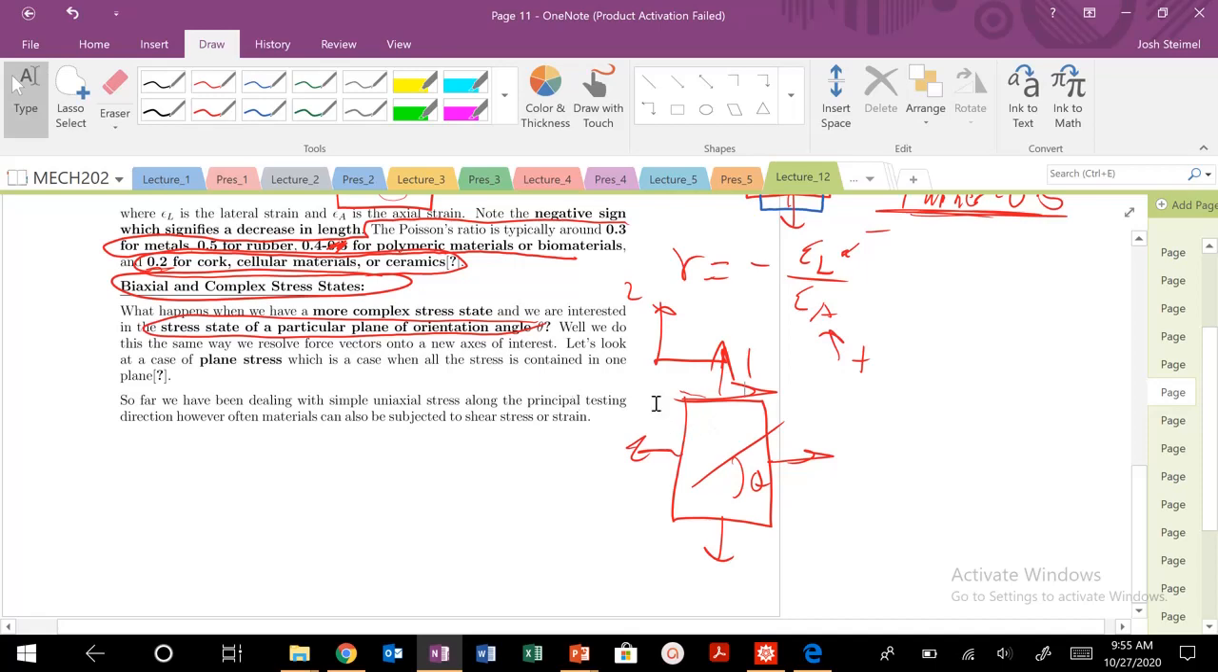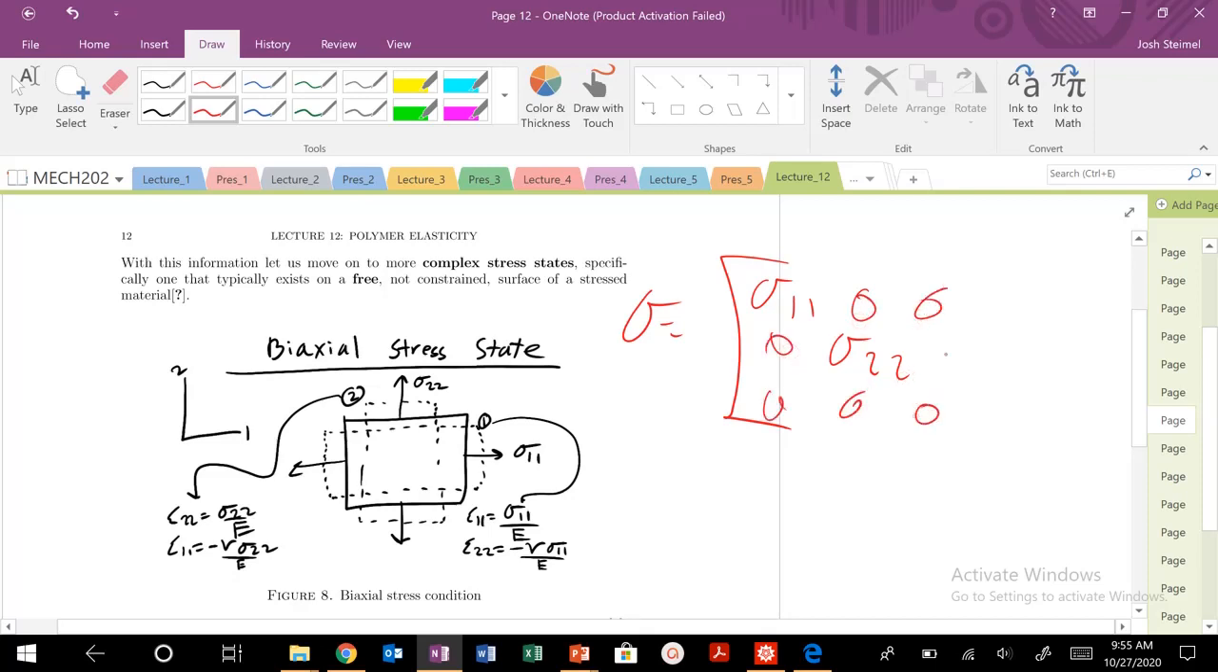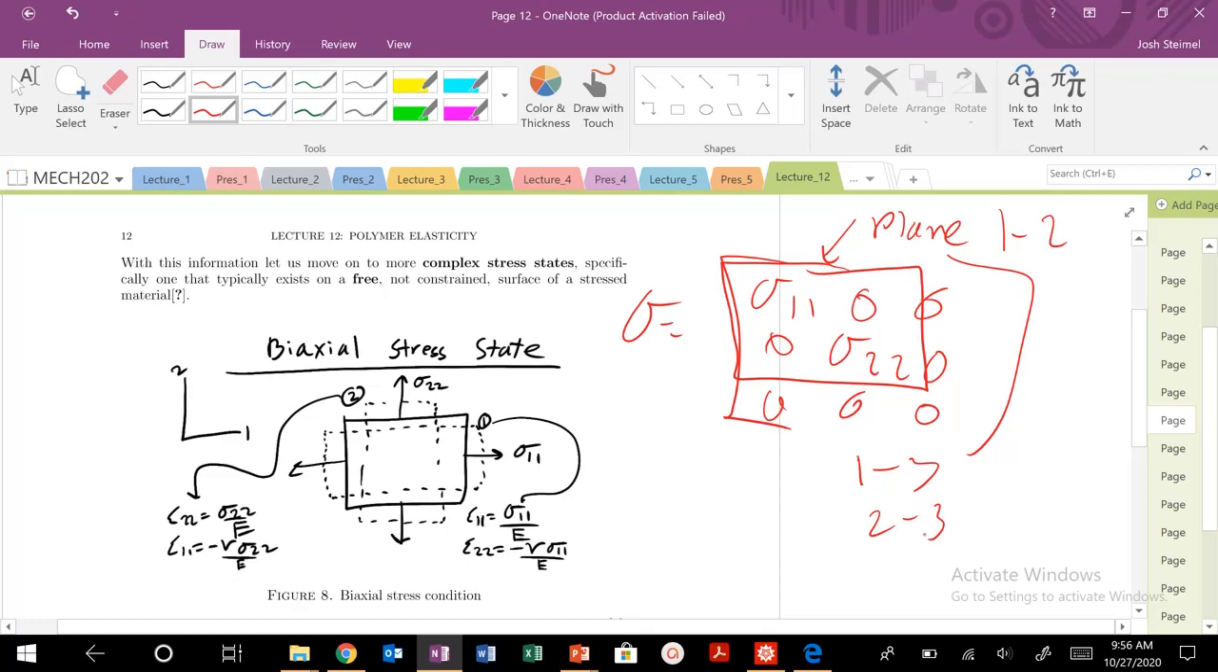Well, let's do a quick thought experiment. So here's my biaxial stress state, and I have two stresses. If I look at my stress tensor, I apply some stress in one direction, some stress in the 2 direction, everything else is 0. We call this a biaxial stress state, and more specifically a plane stress state, because all the stresses occur in one plane, the 1-2 plane. You could have plane stress in the 1-3, the 2-3, etc., but here we have plane stress in the 1-2 plane.